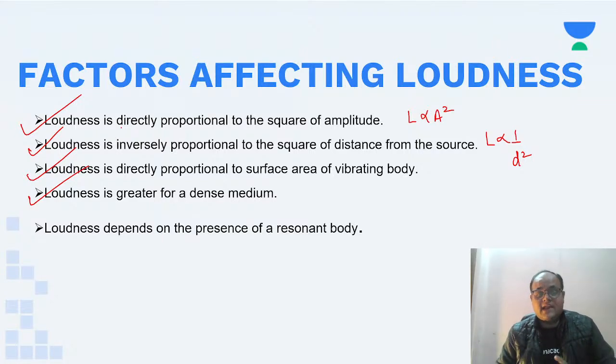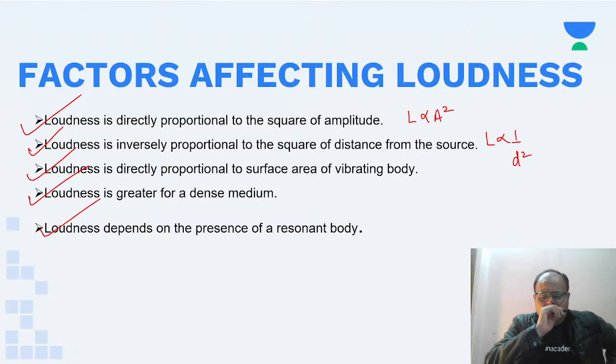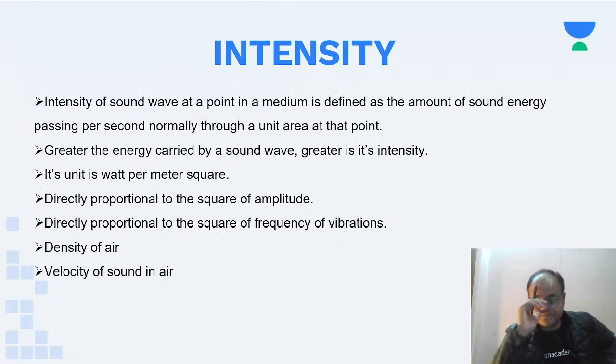The last part is the dependence of loudness on the resonant body. If a body is present around a body on which the external force is applied, and the natural frequencies of the two bodies are same, then both the bodies will resonate and a greater amplitude will be generated, and we'll call it a loud noise. Yes, all of you? I hope you're getting this. Okay, now one more thing.